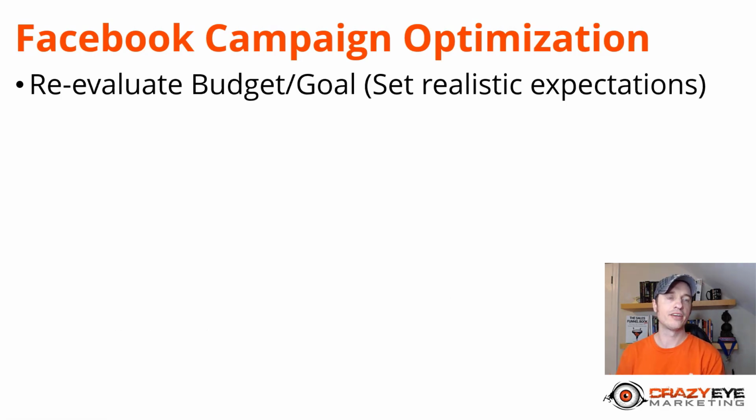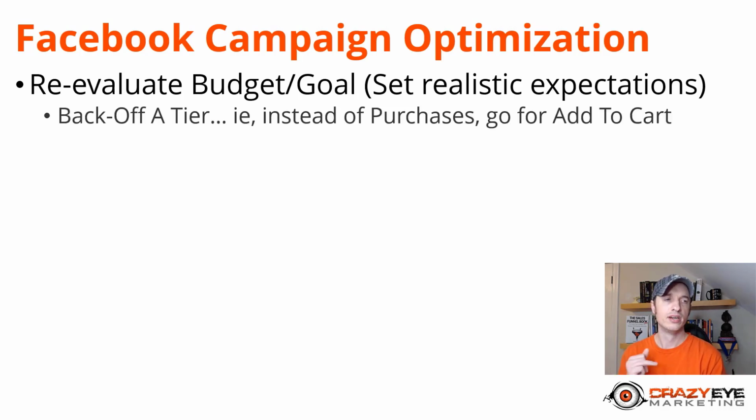All right, so a little bit more on reevaluating your budget or goal and setting realistic expectations. I talked about this already, but some more things. Another thing you could do is back off a tier. For example, if you're going after purchase objectives and you're not getting those 50 a week, then maybe go for add to cart, because they have to add the product to the cart before they can buy it. So you might have 55 add to carts and only 35 or 37 purchases. You could get that 50 if you targeted ads to cart, whereas with purchases, you're only at 37, for example. So maybe back off a tier of your objectives. That could be one way to reach those 50 in a week.